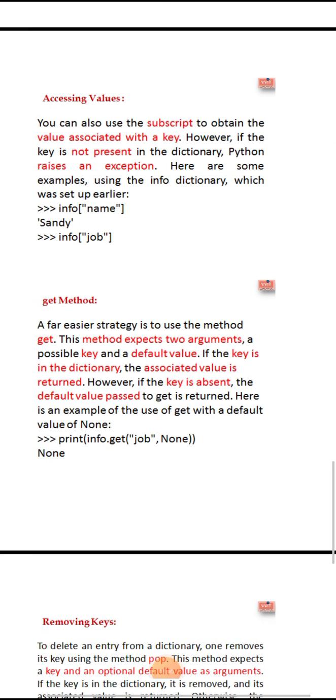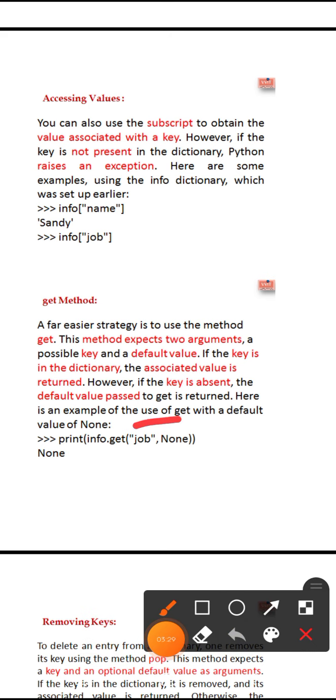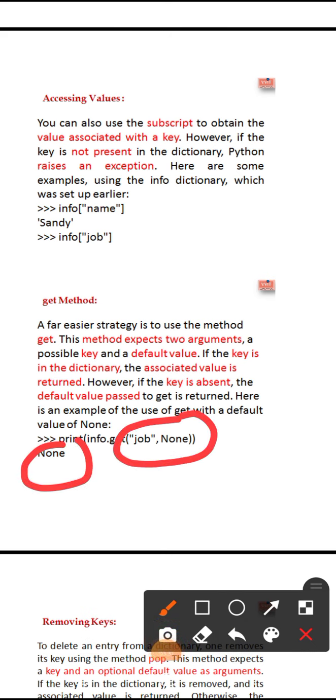So to avoid these problems, we have the get method. What is this get method? A far easier strategy is to use the method get. This method accepts two arguments, a possible key and a default value. If the key is present in the dictionary, the associated value is returned. However, if the key is absent in the dictionary, the default value is returned. Here is an example. Print info get job. Here the job is not present, so it will print none.